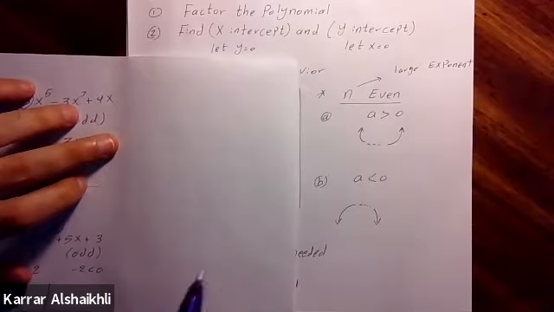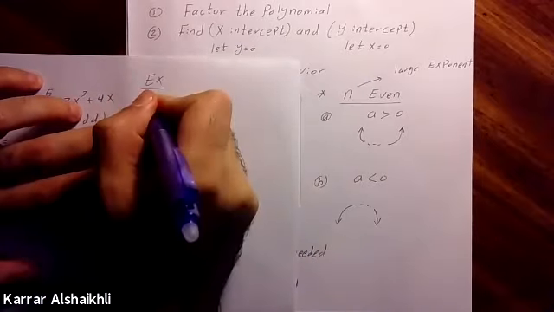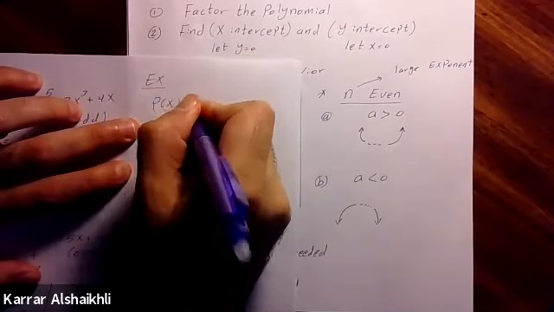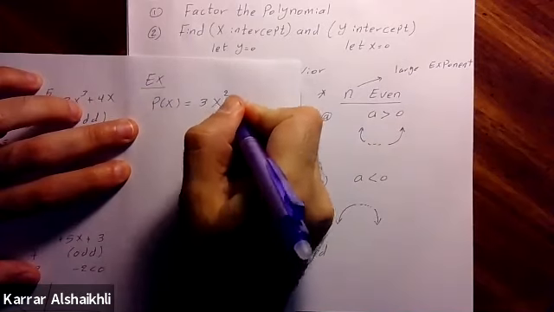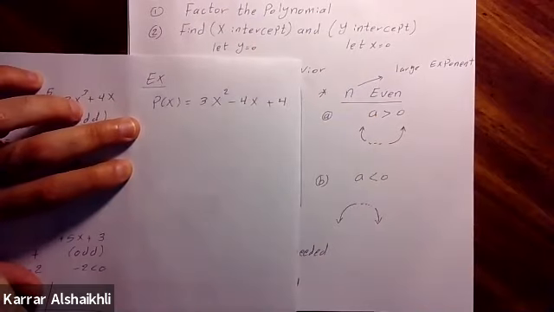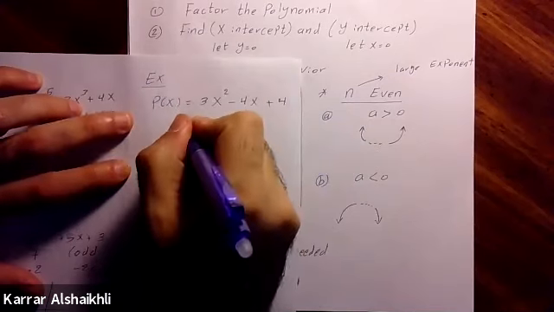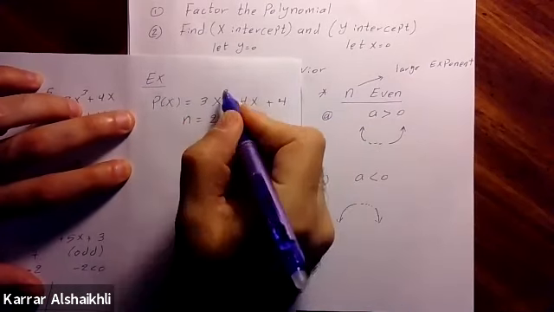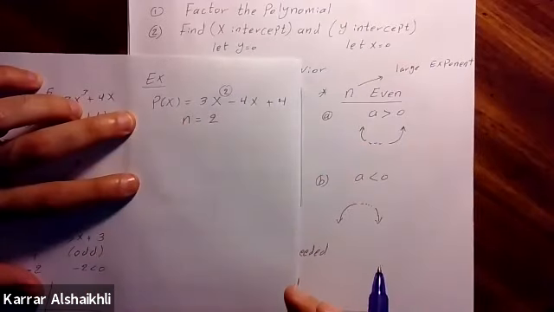For example, if you have p of x equal 3x squared minus 4x plus 4. We're not going to graph it, we're just going to find the end behavior. Now the first thing, the large exponent here, which is n equal 2. This is the large exponent. That means it's even, so I'm going to work with this side.